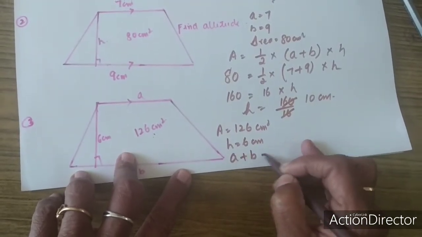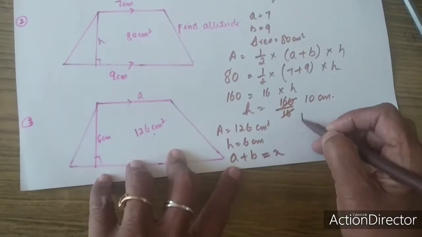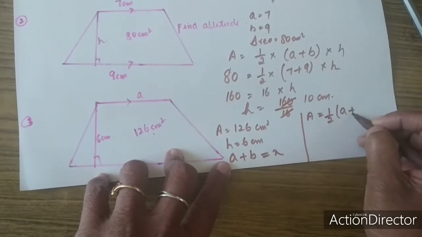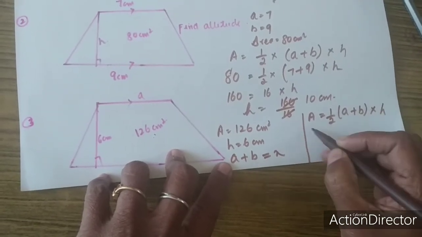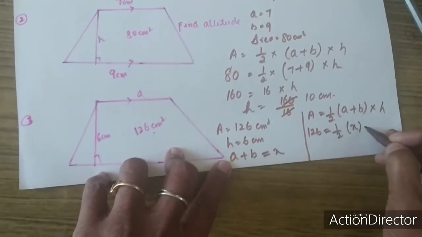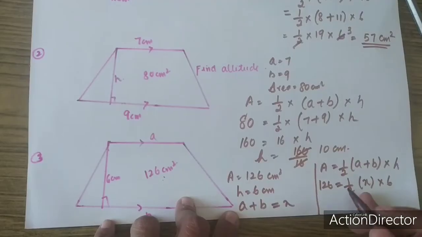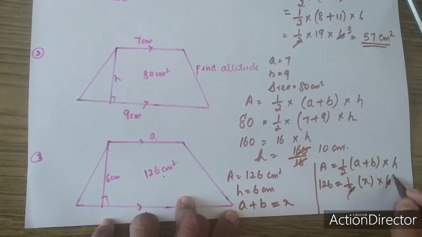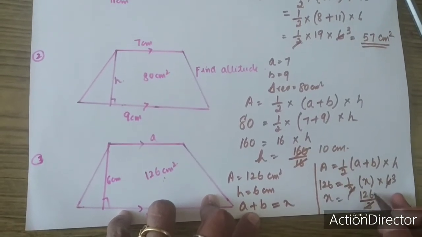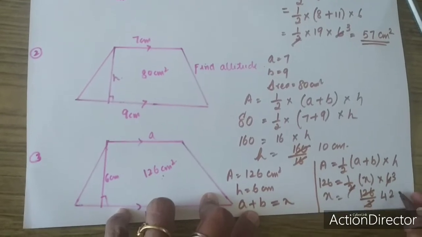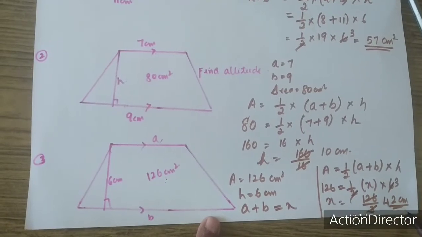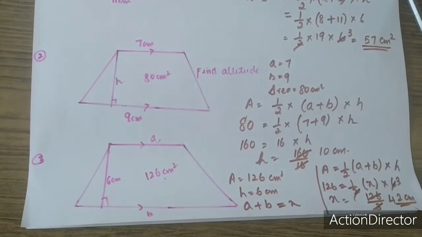A plus B is not given, so let us take it as X. So using the formula, area is equal to half into (A plus B) into height. Area is 126, half into X into 6. So you'll get 3 over here. Now X is equal to 126 upon 3, which is equal to 42 centimeter. Now the sum of parallel sides, that is A plus B, is equal to 42 centimeter.